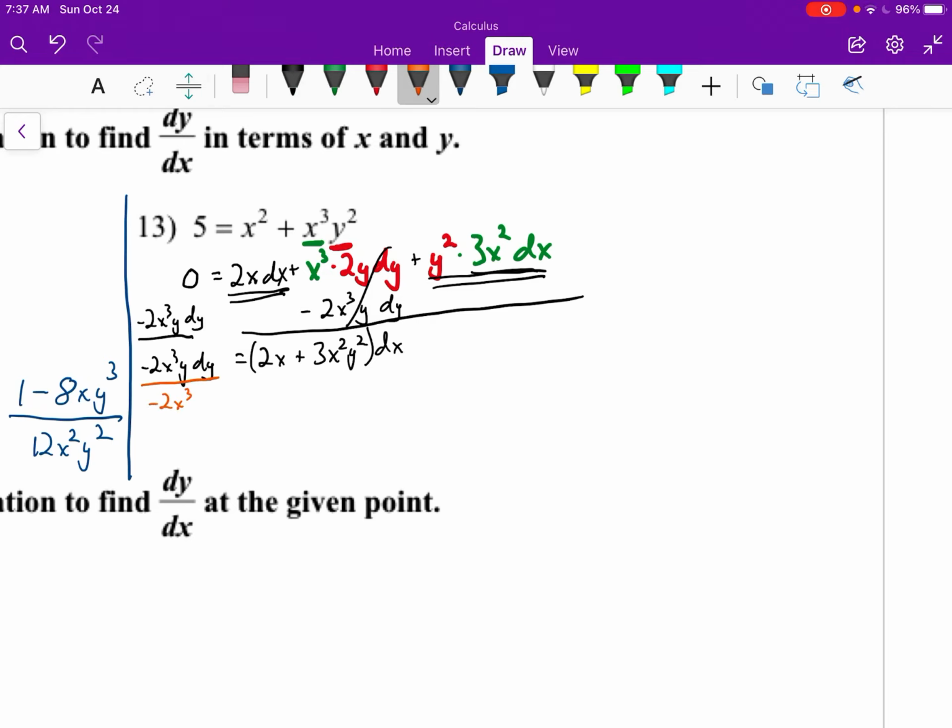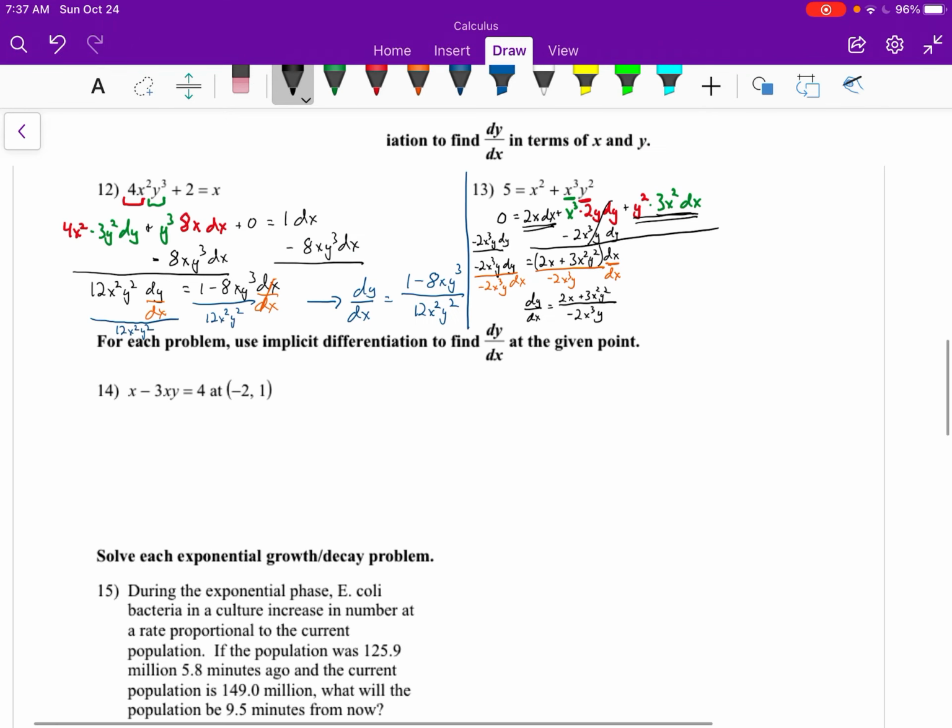Negative 2x cubed y. And we're going to divide, which I should have mentioned this before, also divide by dx. So we have dy over dx on the left side. So our answer is dy over dx equals 2x plus 3x squared y squared over negative 2x cubed y. And that is our answer to number 13.